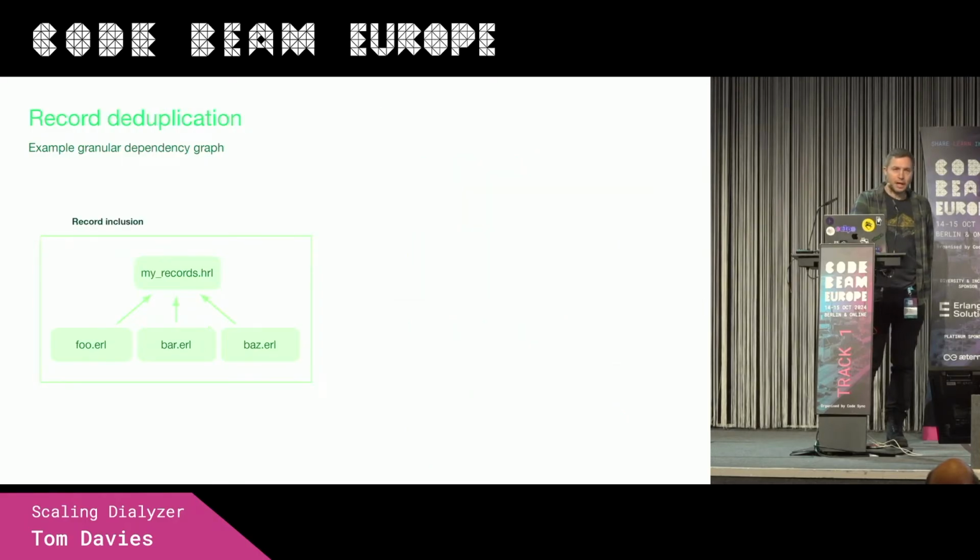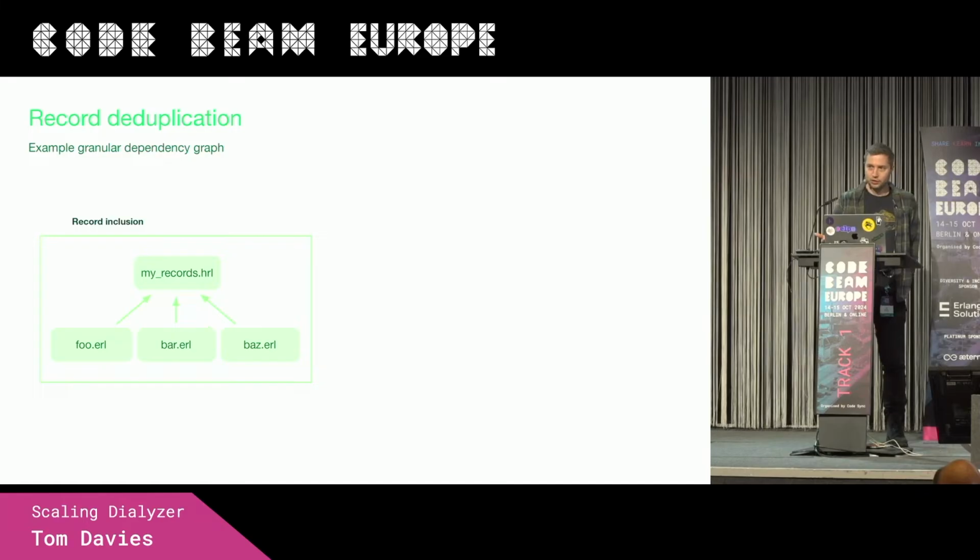And along those same lines, we considered record deduplication. Quite a common pattern is that you have one header file, and maybe that defines a record, and then you include that header file in several different locations. This is kind of handy because you don't need to type out a definition in multiple places. You type it out once, and it appears everywhere.